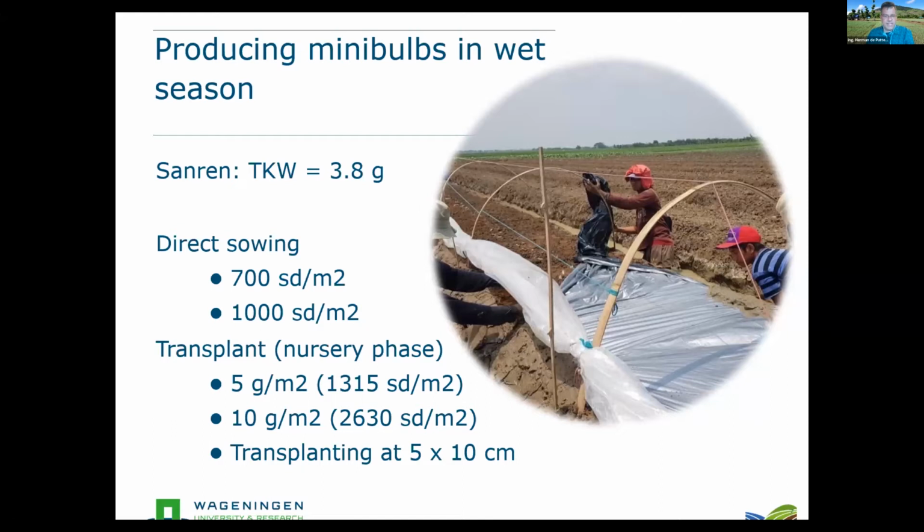It was really rainy during that period, so we used covers at the initial stage. Sanren was used, direct sowing. With that method, we used 2 densities, 700 or 1,000 seeds per square meter. And for the transplant method to raise mini bulbs, in the nursery phase, we used 5 grams or 10 grams per square meter. And after it was transplanted, all at the same density at 5 by 10 centimeters.